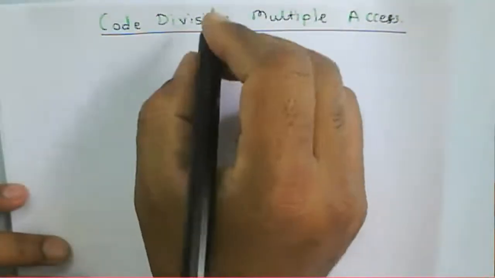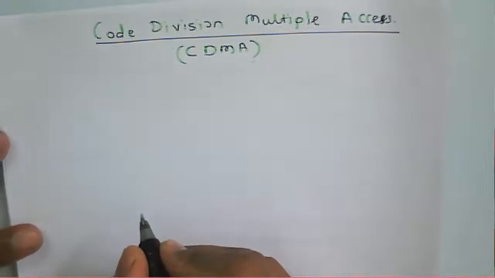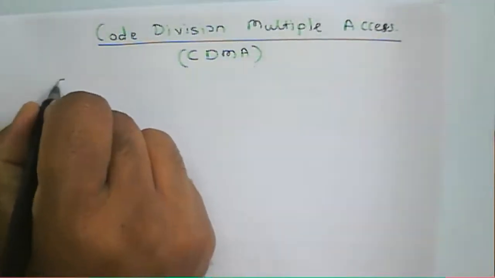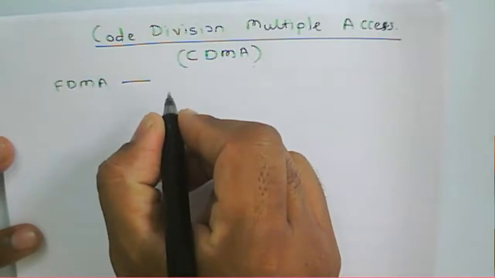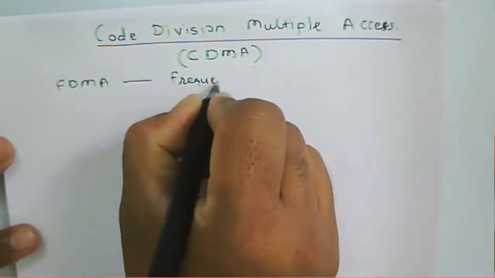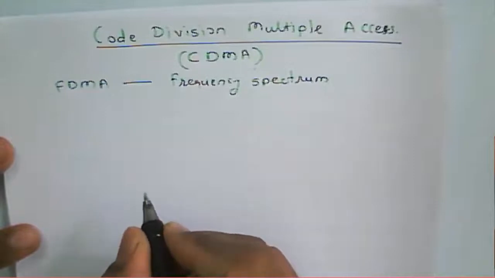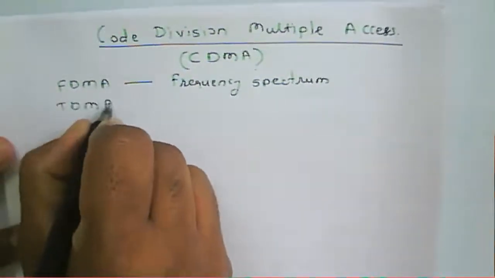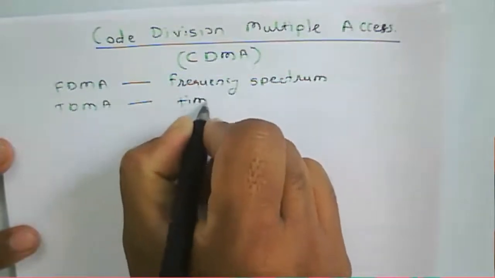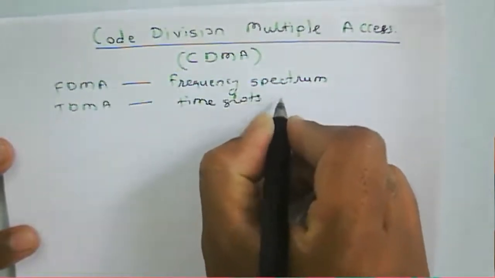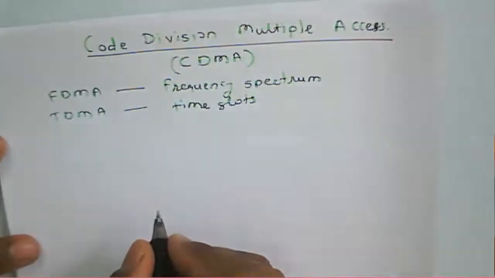Today we will learn about a code division multiple access system, CDMA. Now we have learned earlier that in an FDMA system, the frequency spectrum is divided, and in a TDMA system, time slots are divided. So we can make a communication through this technique.